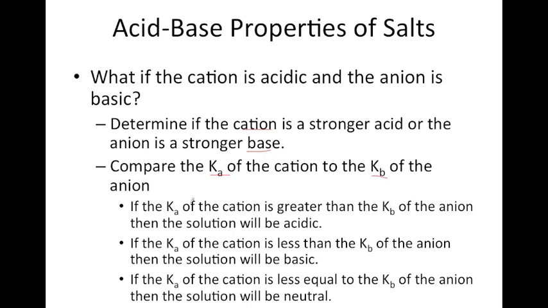If the Ka of the cation is greater than the Kb of the anion, then our cation is more acidic than the anion is basic, so the solution would be acidic. If the Ka of the cation is less than the Kb, then the acid is weaker and the base is stronger, so we would have a net basic solution. And if the Ka and the Kb of the cation and anion respectively are equal, then our solution would be neutral.